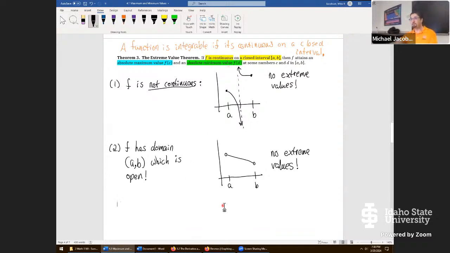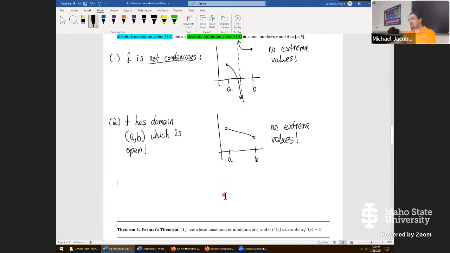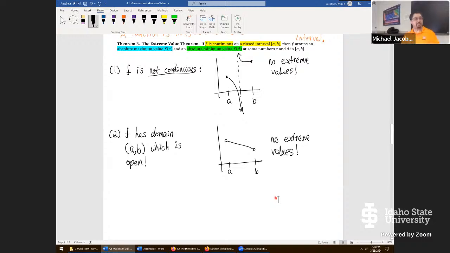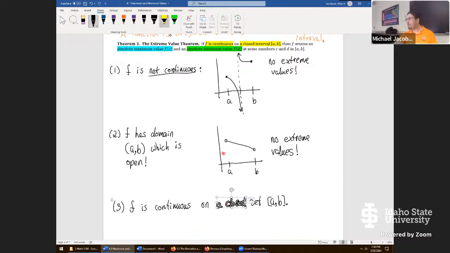You could definitely test this. It's almost like a challenge where you draw a graph that has continuity on a closed set and try to draw it so it doesn't achieve a maximum or minimum. Let's do it ourselves. Let's say F is continuous on a closed set from A to B. So now we have everything we need on this one.